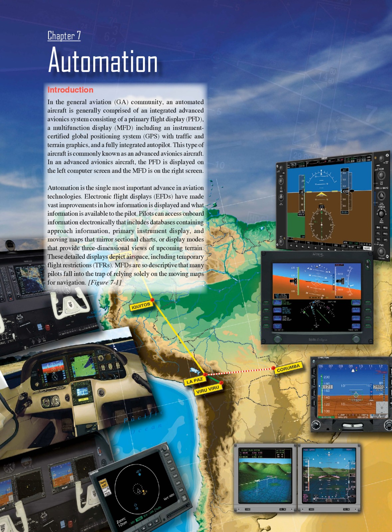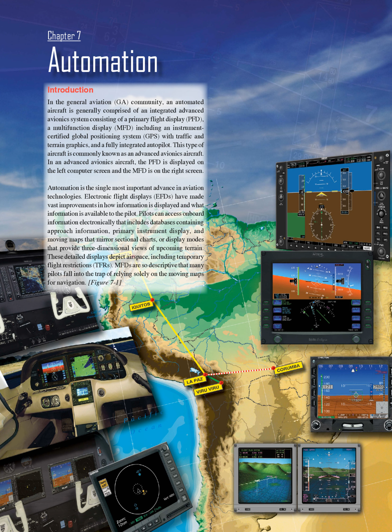In an advanced avionics aircraft, the PFD is displayed on the left computer screen and the MFD is on the right screen. Automation is the single most important advance in aviation technologies. Electronic flight displays (EFDs) have made vast improvements in how information is displayed and what information is available to the pilot. Pilots can access onboard information electronically that includes databases containing approach information, primary instrument display, and moving maps that mirror sectional charts, or display modes that provide three-dimensional views of upcoming terrain.